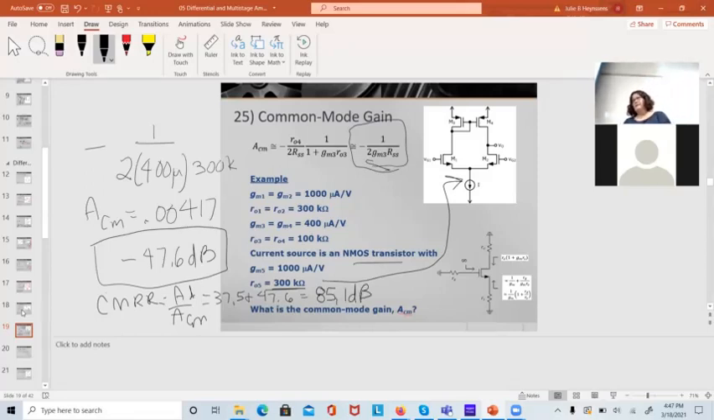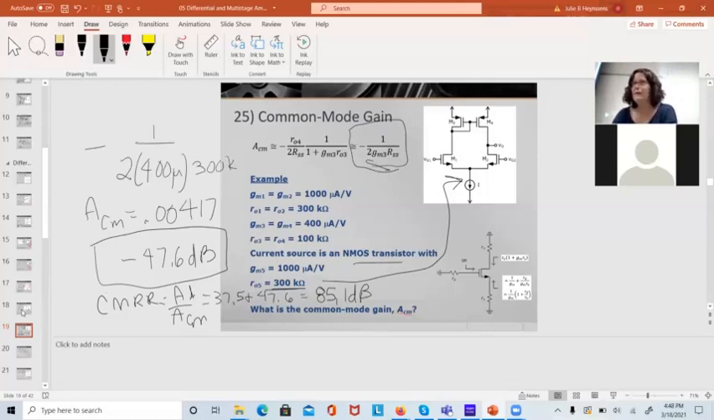You take the magnitudes, because it's the absolute value over the absolute value, because it's AD divided by the common mode gain. The logarithm rule: multiplying becomes addition, dividing becomes subtraction. So I'm subtracting a negative. I knew you just have to add them together, and it comes out to be about 85 dB.